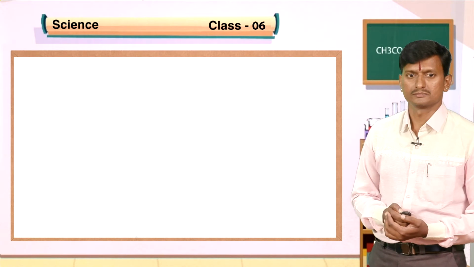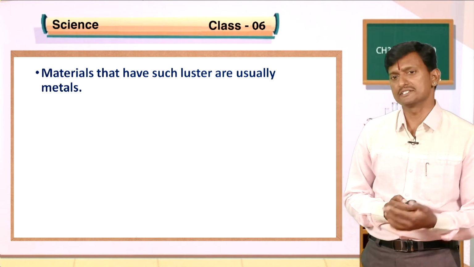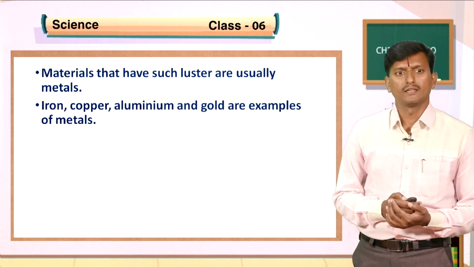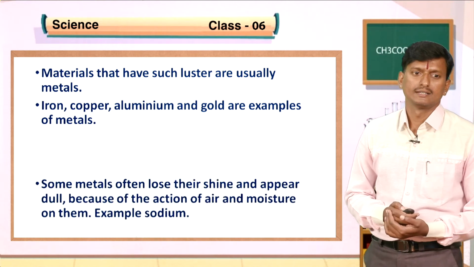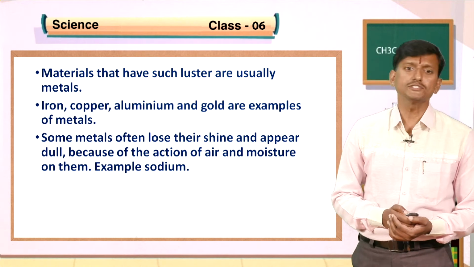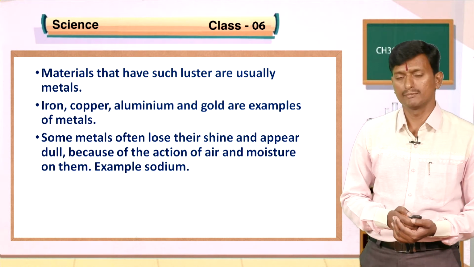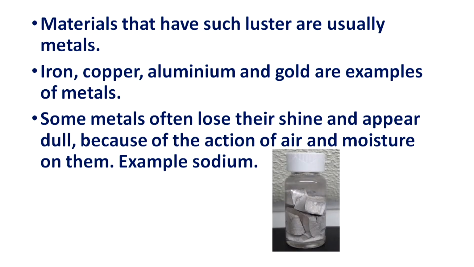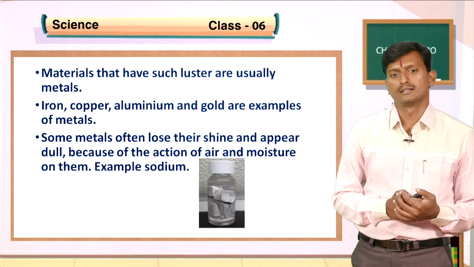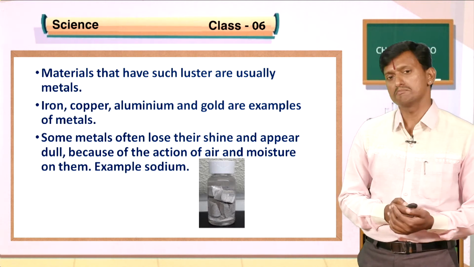Understand? Okay. Materials that have such luster are usually metals, that is they will shine. Iron, copper, aluminum and gold are examples of metals. Some metals often lose their shine and appear dull because of the action of air and moisture on them. Example, sodium. See, this is a sodium metal. If you keep it outside, it will lose its shine due to the action of air on the surface of the sodium metal. That is why we keep sodium metal in kerosene. This is a highly reactive metal, sodium.